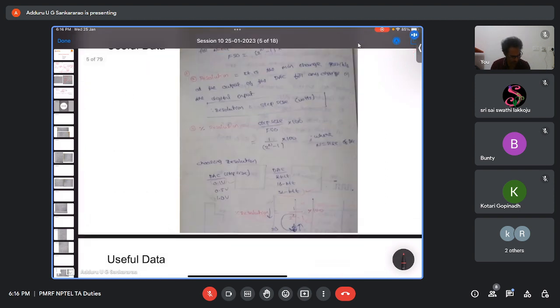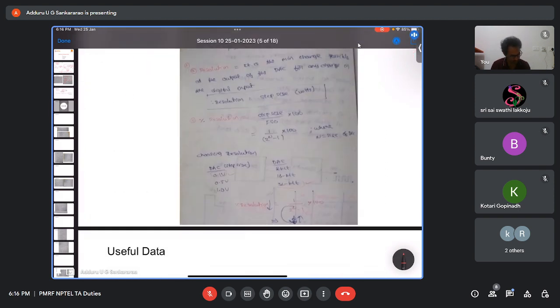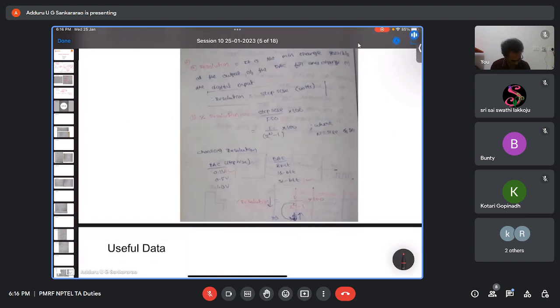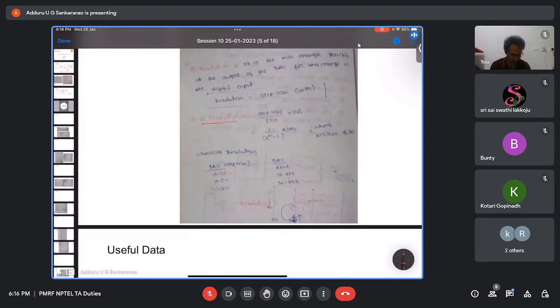Step size is also called resolution. Sometimes they represent it in terms of percentage of resolution. Percentage of resolution means the ratio of step size to full scale output. Step size is delta and full scale output is 2 power n minus 1 into delta, so percentage of resolution is delta divided by (2 power n minus 1) into delta, into 100.